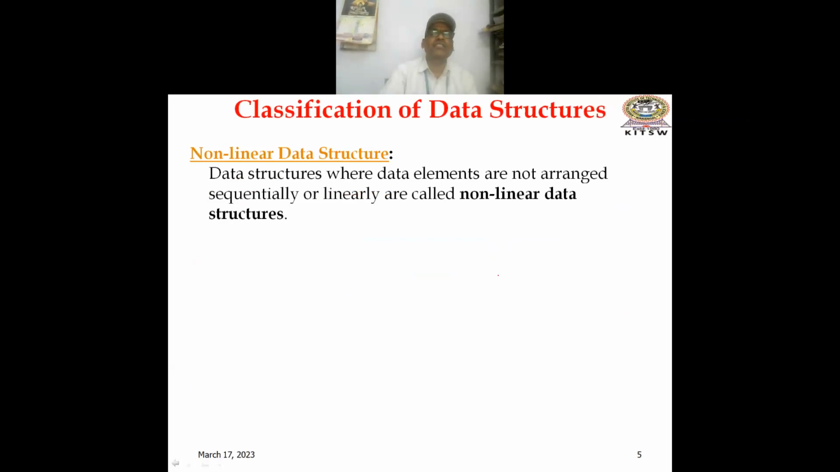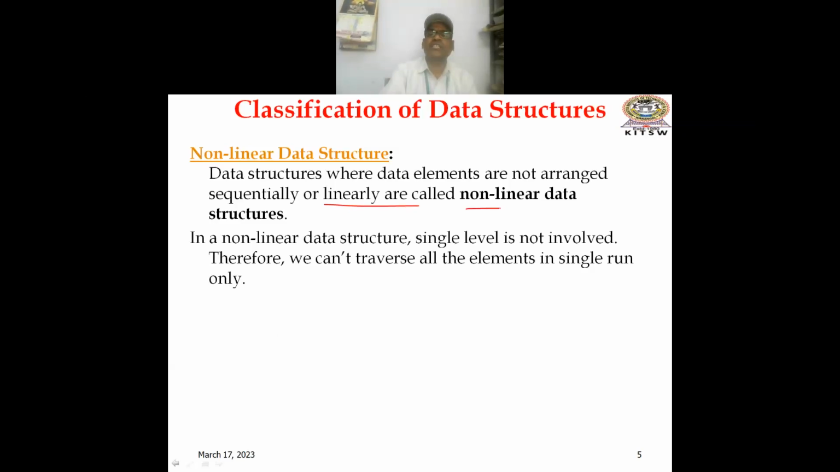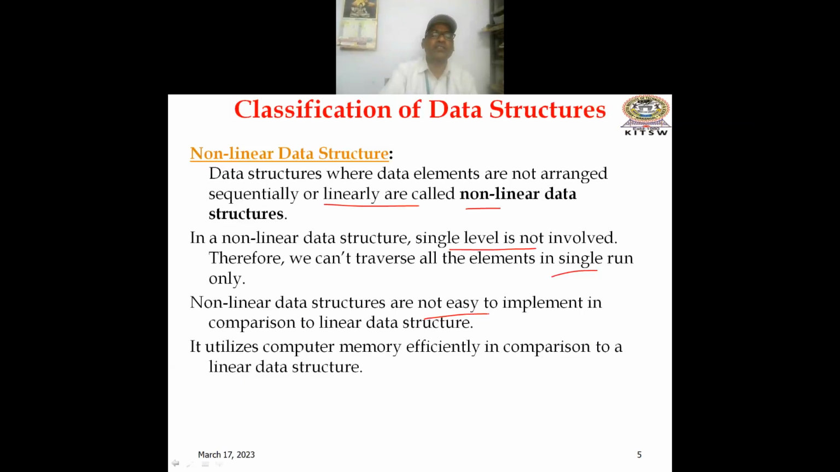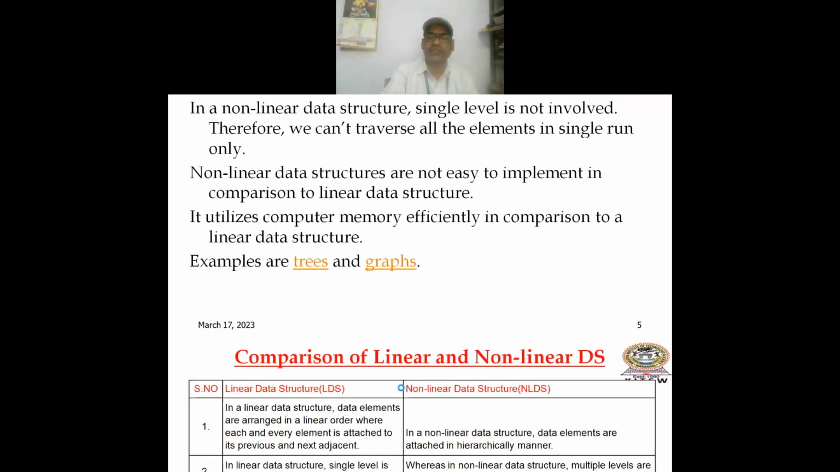Then coming to the non-linear data structure, a data structure where the data elements are not arranged in a sequential or linear manner is called a non-linear data structure. In non-linear data structures, a single level is not involved. Therefore, we cannot traverse all the elements in a single run. Non-linear data structures are not easy to implement in comparison to linear data structures, and they utilize the computer memory efficiently in comparison to linear data structures. Fine. Examples of non-linear data structures are trees and graphs.